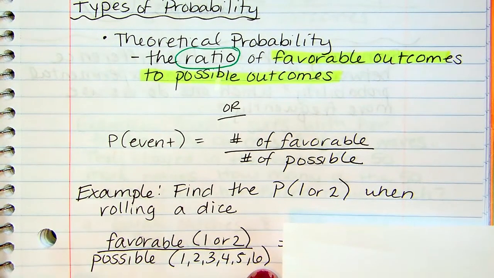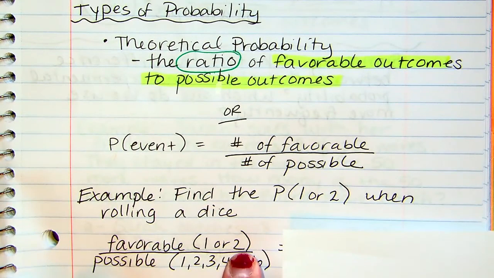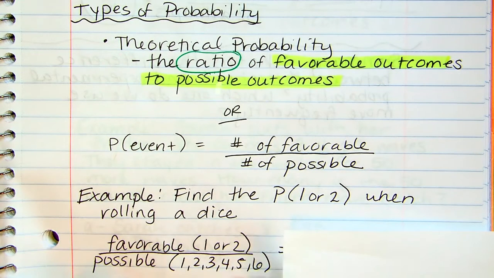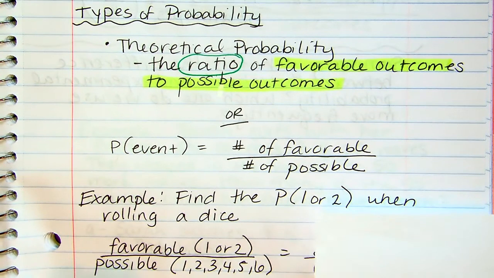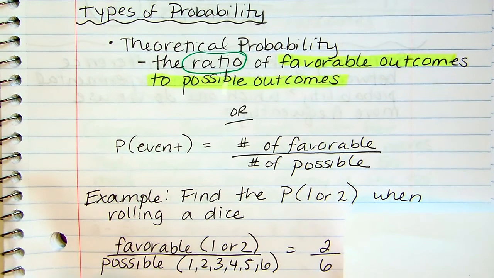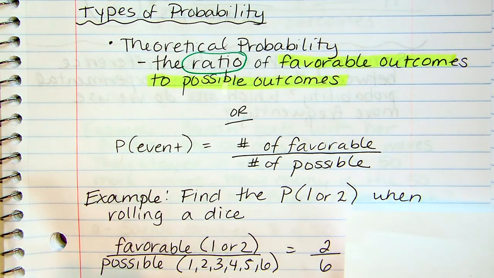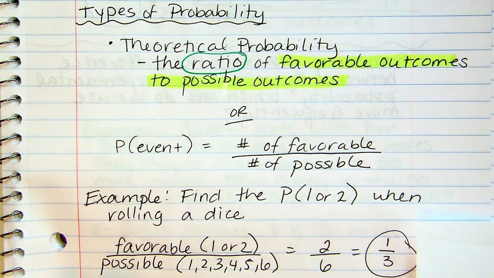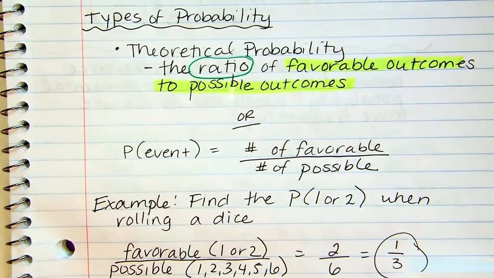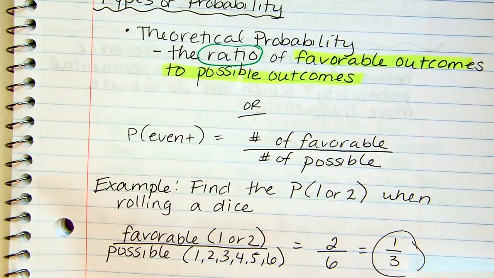I only want a 1 or a 2, so I only have 2 favorable options out of 6 possible. So I'm going to get a ratio of 2 to 6. Anytime we talk about probability, ratios, or fractions, we always want these in simplest form. So my probability of getting a 1 or a 2 when rolling a dice is going to be 1/3. This is our theoretical probability. If I wanted to roll a dice and I only wanted a 1 or a 2, what is the chance that I get a 1 or a 2? That would be 1/3.